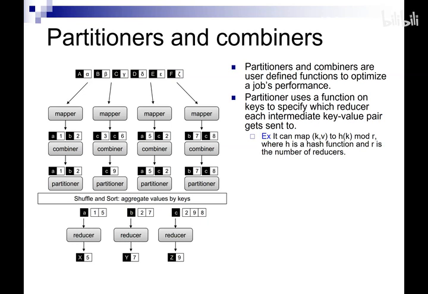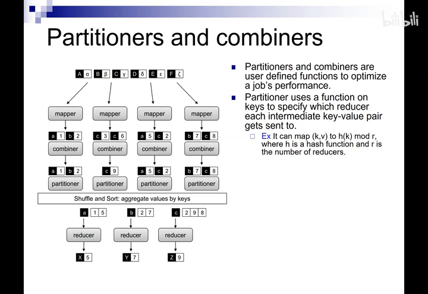Basically, it can take this key and apply a hash function, and then take this modulo r, where r is the number of reducers. This gets you a number between 0 and r minus 1, corresponding to a reducer. The partitioner will then take this key value pair and send it to that reducer. The hope is that by doing this, we can load balance the number of key value pairs that each reducer receives.